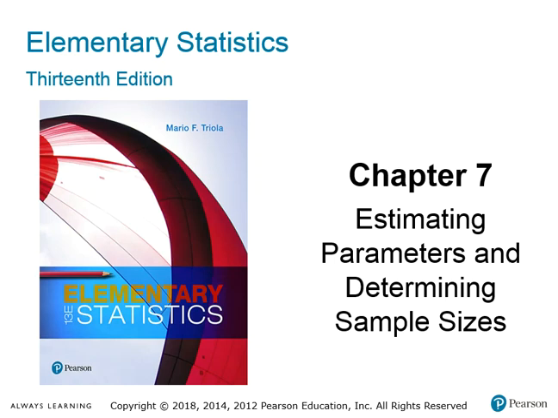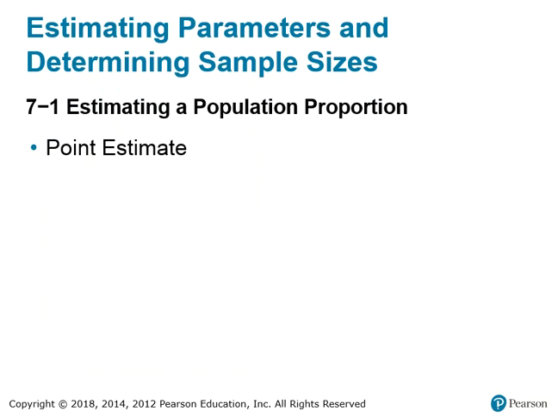We are in Chapter 7 of the Elementary Statistics textbook, and we're going to work with estimating parameters of both proportions and means and determining their sample size. So the first thing we need to do is define what a point estimate is. A point estimate deals with what we think the estimate of the proportion is for the population.